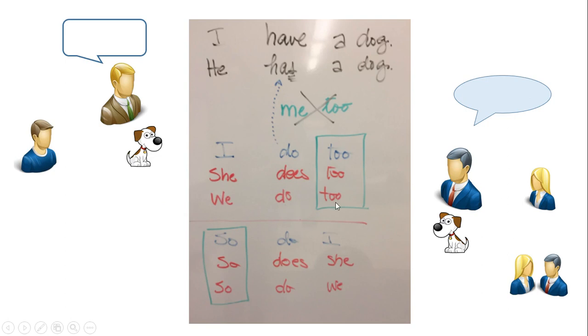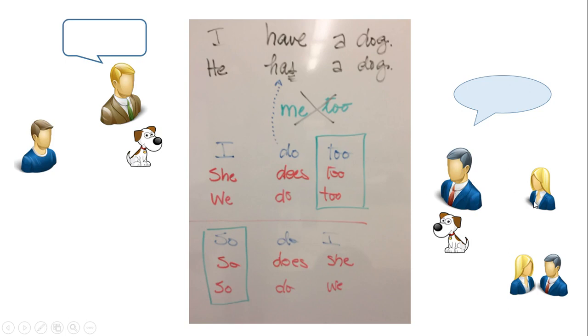The second method, you could start with so. You use the word so, and then you use again the auxiliary of the present tense because the verb that was used in the very first sentence was a verb in the present simple. I have is present simple. He has is also present simple. I have a dog, and then the person could say, "So do I."